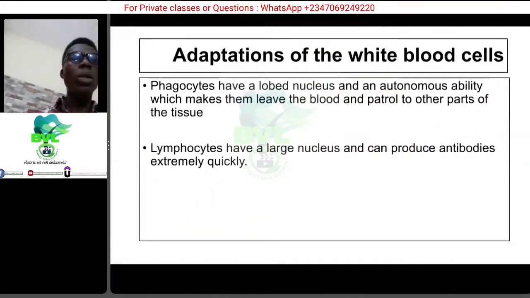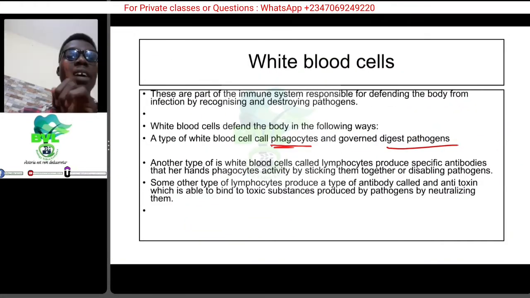Now it's important we remember a few things. Like I said, it's not all white blood cells that can do that. Some that can do that are the ones called phagocytes.